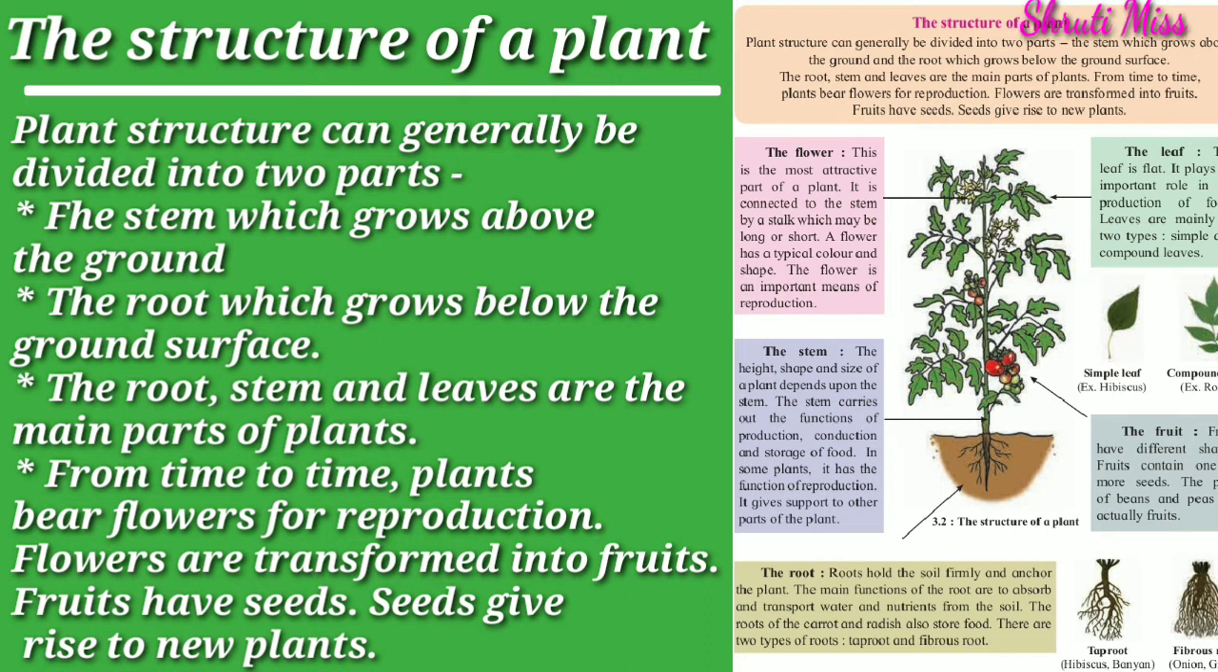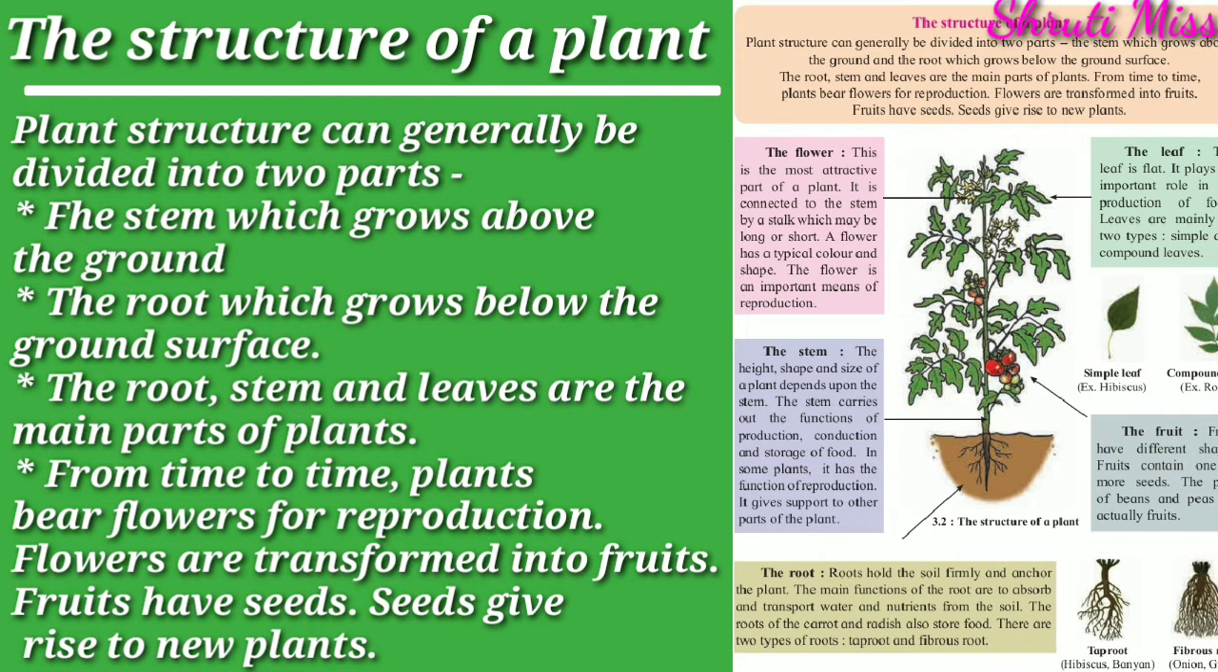Now the structure of a plant. Plant structure can generally be divided into two parts: the stem, which grows above the ground, and the root, which grows below the ground, as we can see in the diagram. The root, stem and leaves are the main parts of a plant. Which parts? The root, stem and leaves.